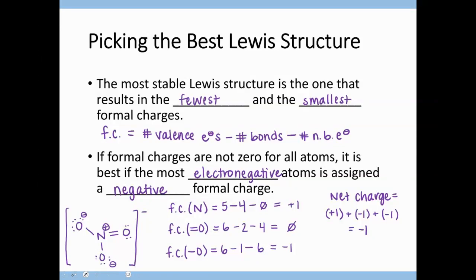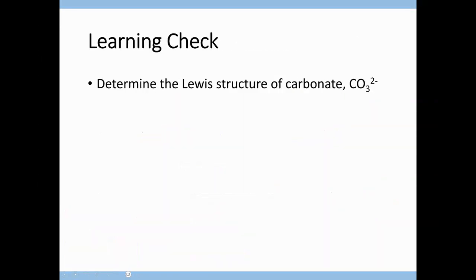All right, let's do the next question here. So we'll determine the Lewis structure for carbonate, CO3 2-. I'll do valence electrons, and then I'll give you all some time to try drawing the structure. So we have 4 from carbon, 18 from 3 oxygens, and then +2 because we have a -2 charge, so 24 electrons.